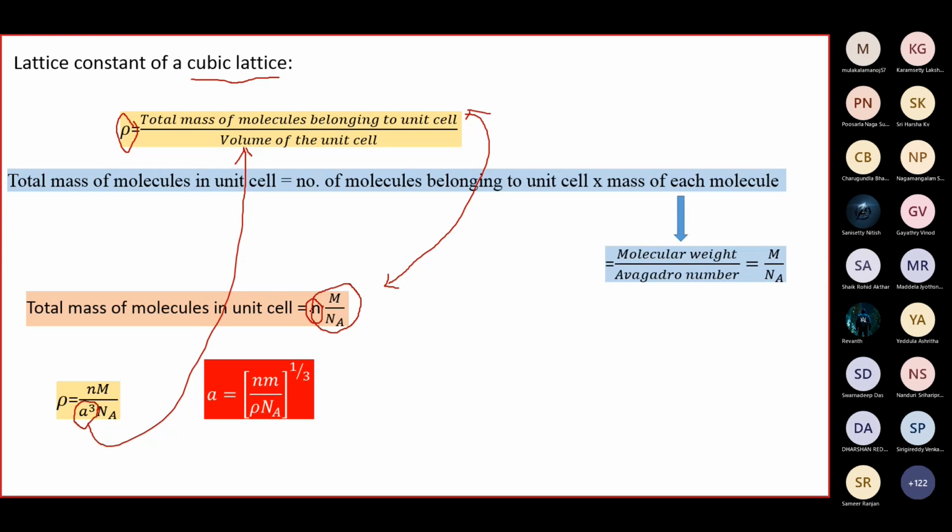If it is BCC, what would be n? 2. Correct. If it is FCC, 4. So only n changes; M, rho and Na will be the same here. Okay, so now this is about the cubic lattice. Next: relation between atomic radius and lattice constant.